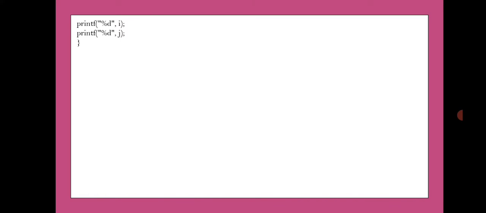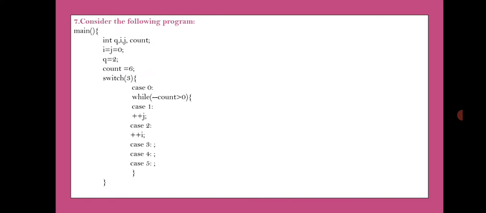Please go through the program once again. Switch off 3. The program will directly flow to case 3 and execute the while loop. It is inside the braces of the while loop, right? So what is the count value? Count value is 6. Minus minus count will become 5.